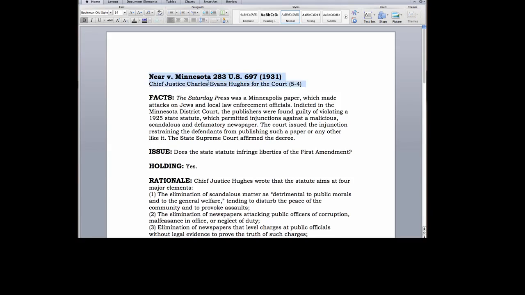This one is Near v. Minnesota. The citation, 283 U.S. 697, and the year it was decided. Then you need who wrote the majority opinion.